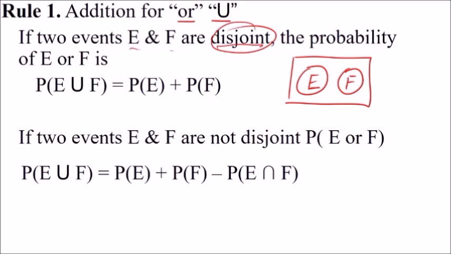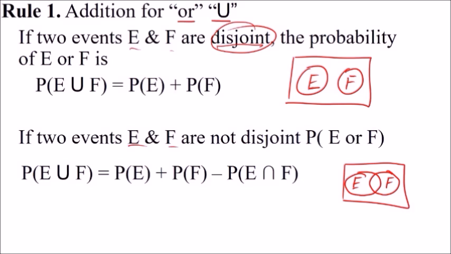Now, if the two events E and F are not disjoint, that is, they share something in common, you might see this as a Venn diagram like this, where you have E and F, and then you have this one part in the middle. These are the things that they share in common. So if they have a part that overlaps, then they are not disjoint.